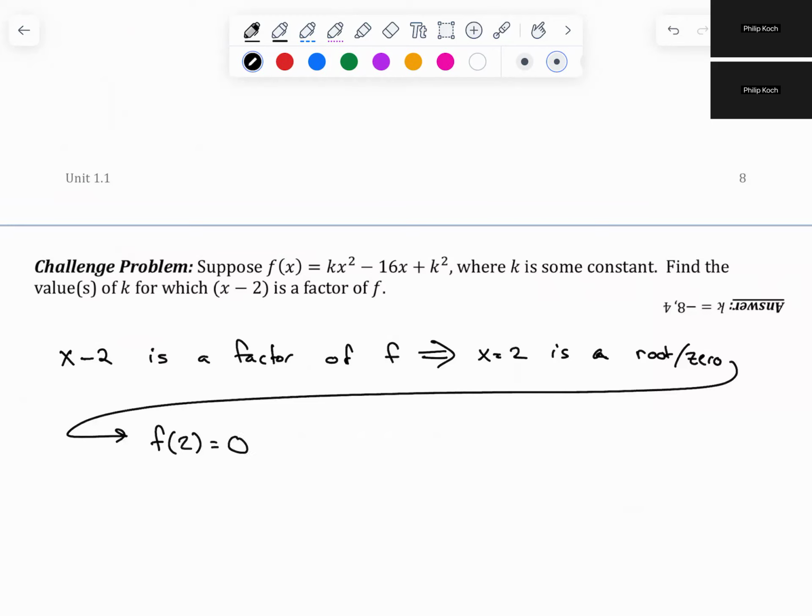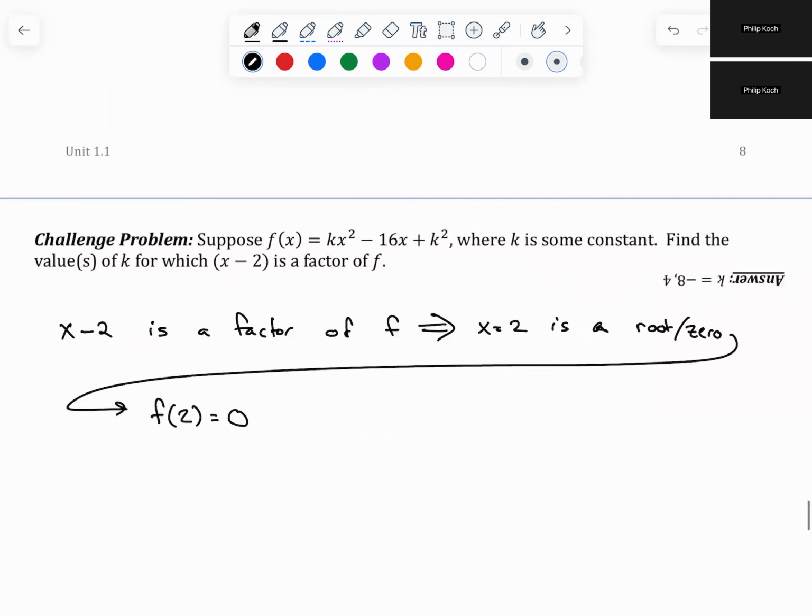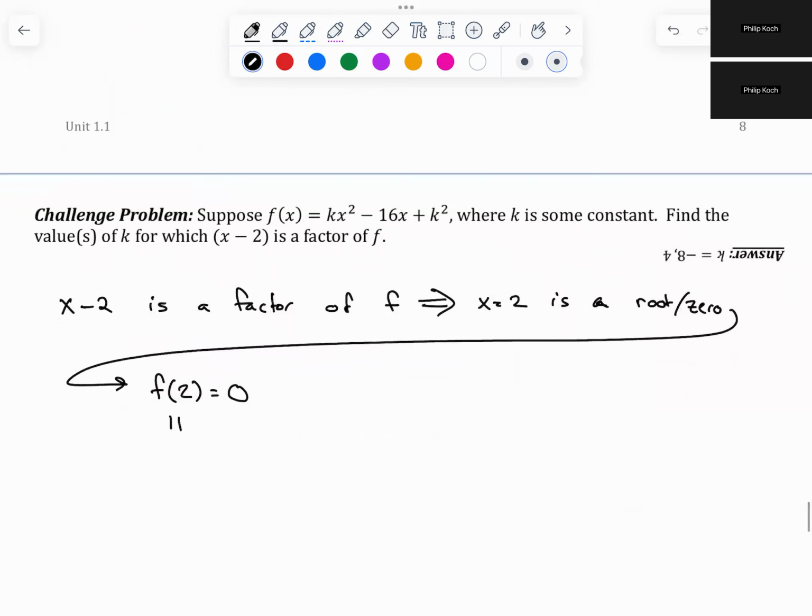And that is important because that allows me to create an equation. Because keep in mind, f of x is kx squared minus 16x plus k squared. That is a function that has k's and x's in it. I can now replace the x's with 2's, and I can set that equal to 0. So that is to say, f of 2, by definition, would be k times 2 squared minus 16 times 2 plus k squared.